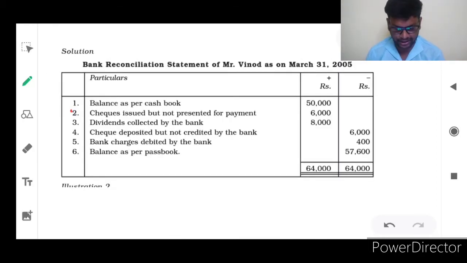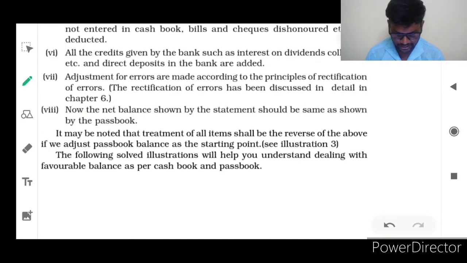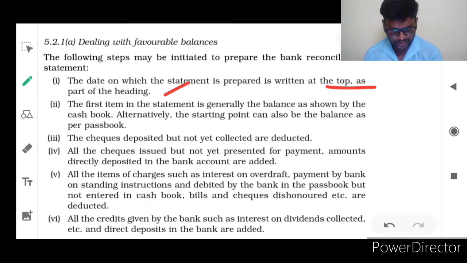They have written very clearly, bank reconciliation statement of Mr. Vinod as on 31st March 2005. So the date is entered at the top, isn't it? This is step number 1. And the second one is, the first item in the statement is generally the balance shown by the cash book. Alternatively, the starting point can be the balance as per passbook. So it may be the cash book balance or the passbook balance. Whatever it is, it should be the first item.